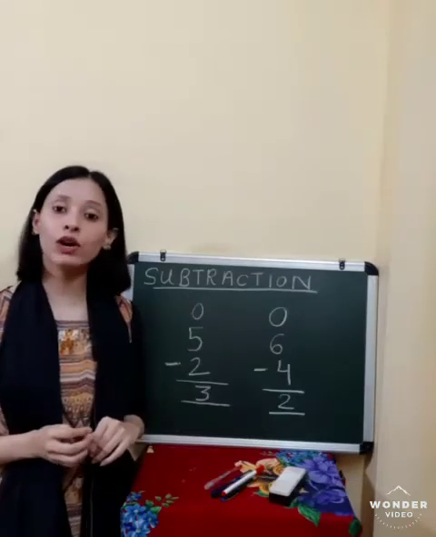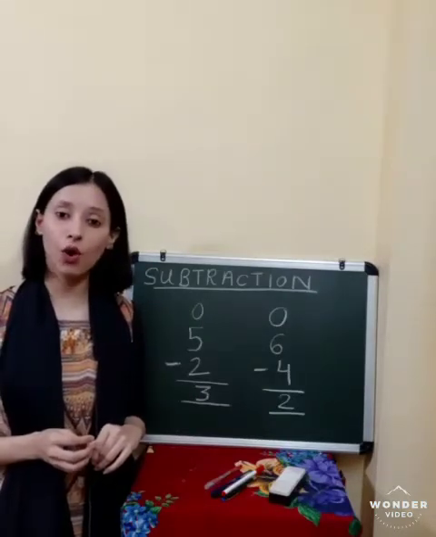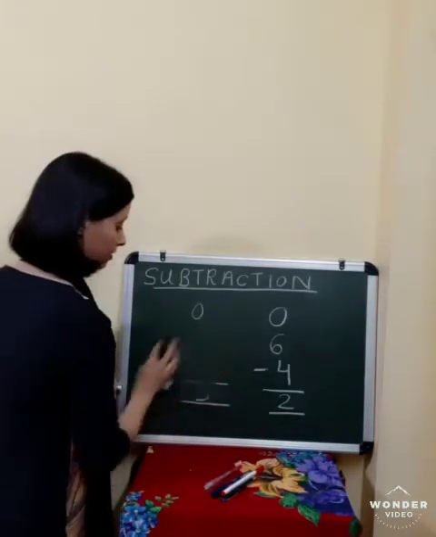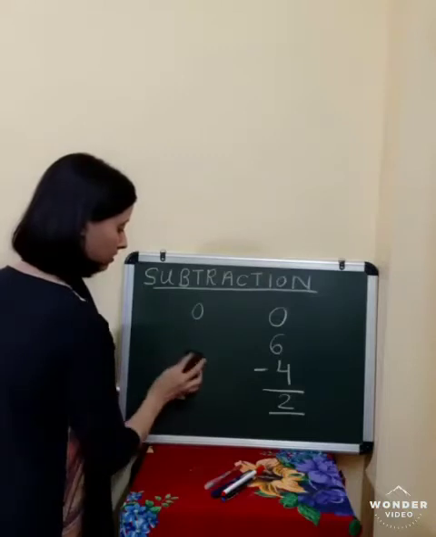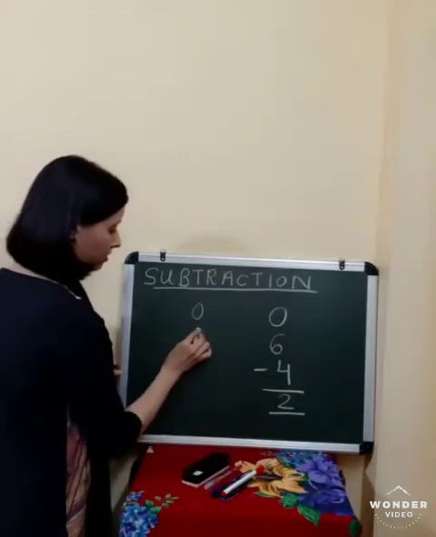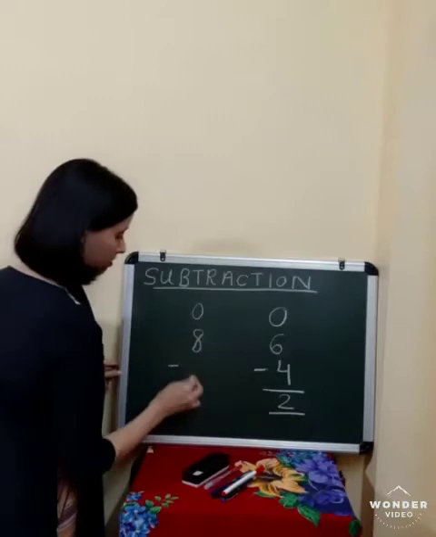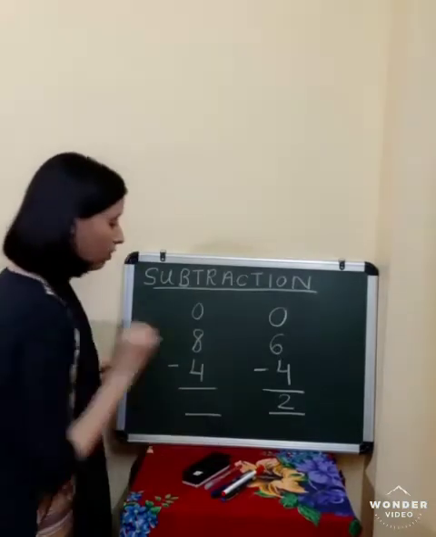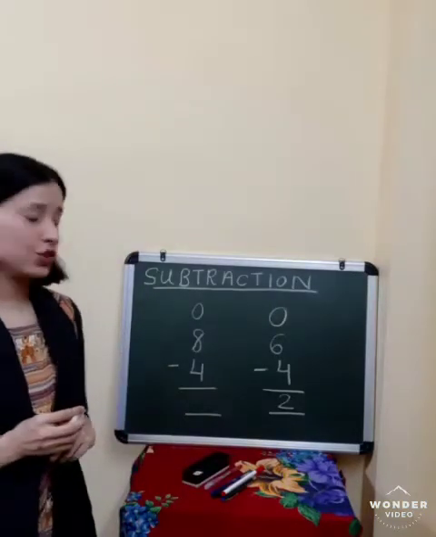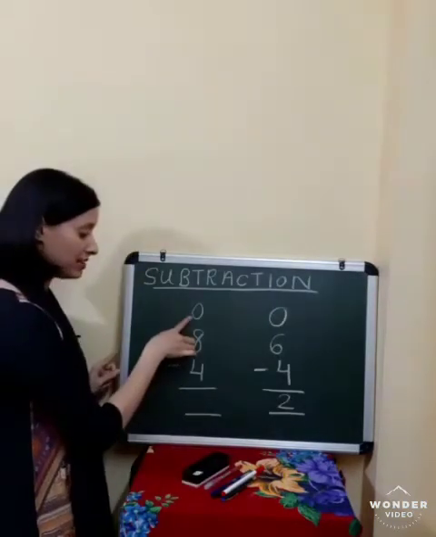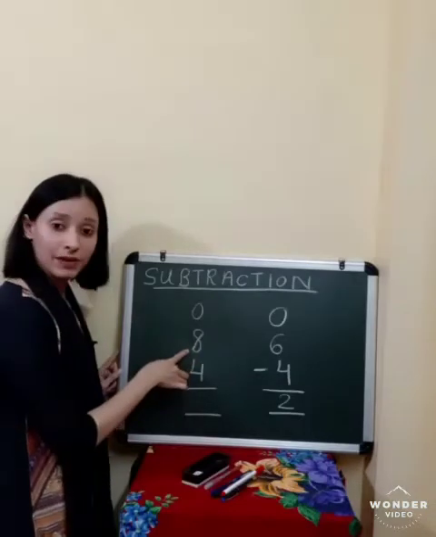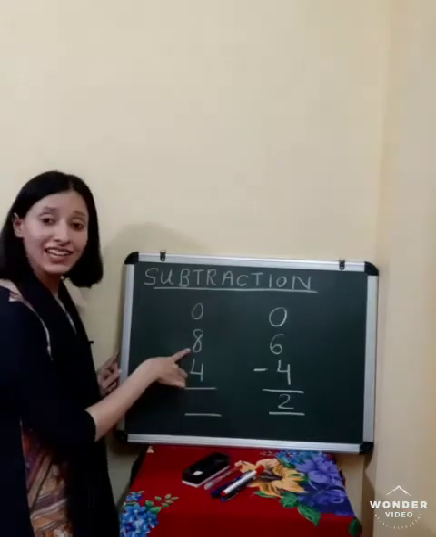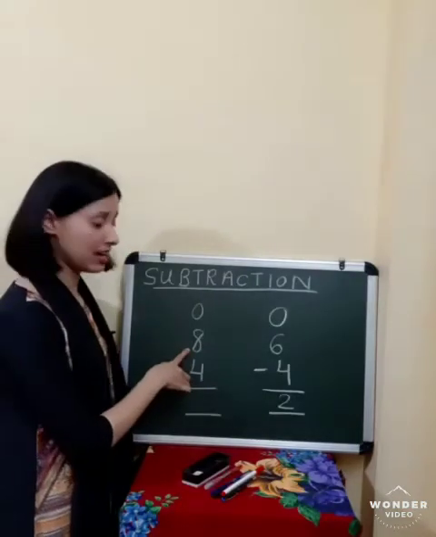Now I'll show you one more example in which you will draw lines to do subtraction. So have a look over here, children. This is ones place. On top 8 is written. So how many lines are you going to draw? You are going to draw 8 lines.